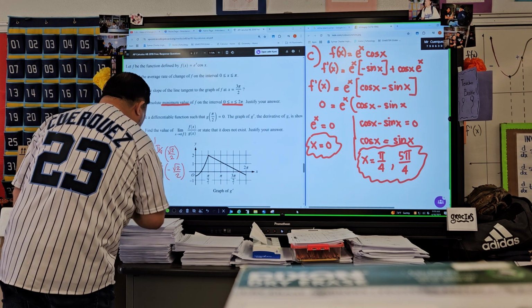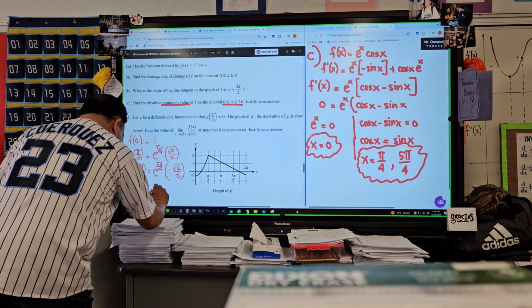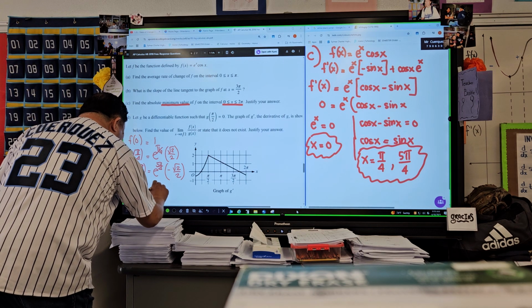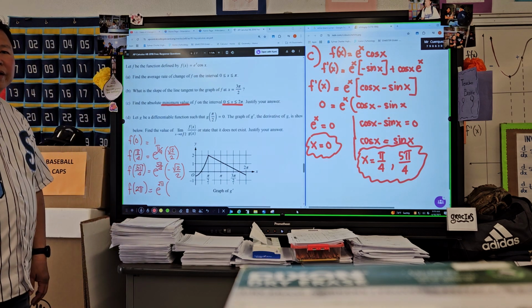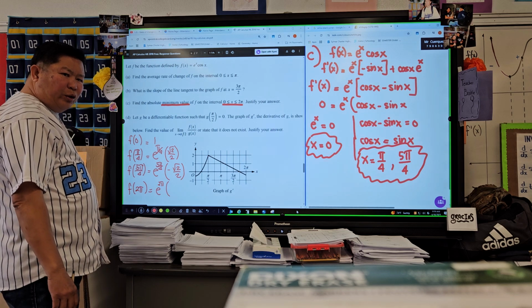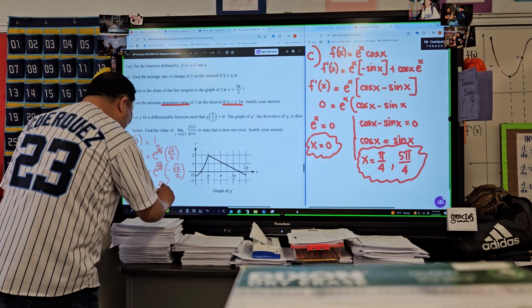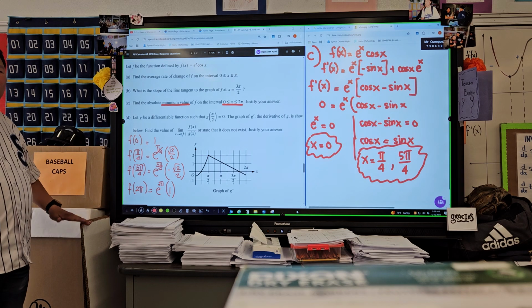That's the one. Okay, next at 2 pi, which means this is e to the power of 2 pi times cosine 2 pi. What is cosine 2 pi? It's going to be 1.